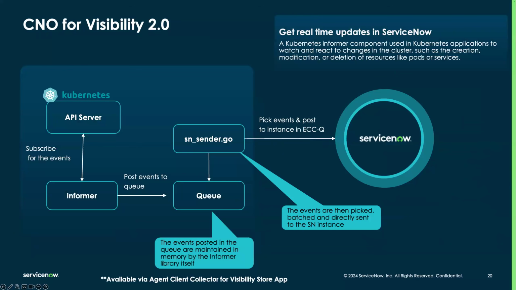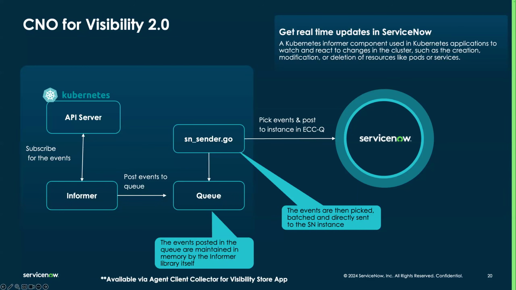Let's now dig into the CNO for visibility. This is basically relying on the installation of a Kubernetes informer inside your Kubernetes cluster. So each Kubernetes cluster will have one informer installed, and that will be managed pretty much as a sort of agent, sort of the same way that the agent client collector is installed and managed. In this case, actually, you'll be able to update the informer and act on it directly from the ServiceNow instance with the latest innovations that we have introduced.